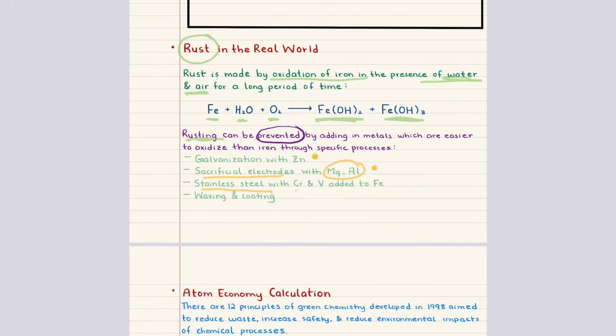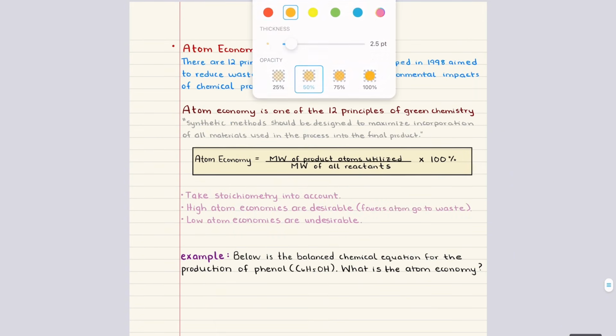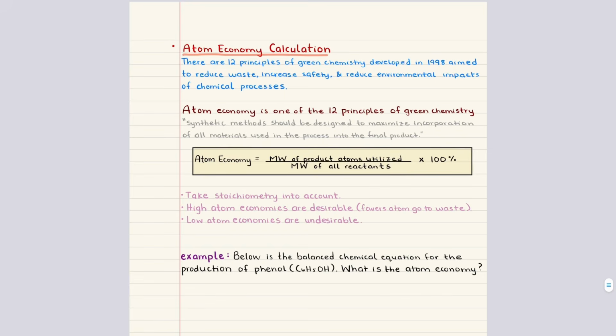Stainless steel works by alloying chromium and vanadium into the iron. These elements form a thin, adherent oxide layer that seals the surface and stops further oxidation. And finally, physical barriers like paint, wax, or polymer coatings also prevent water and oxygen from reaching the metal at all. With that, we're going to transition into our last topic for this unit, and that topic is atom economy.